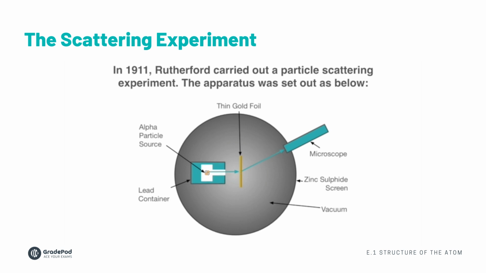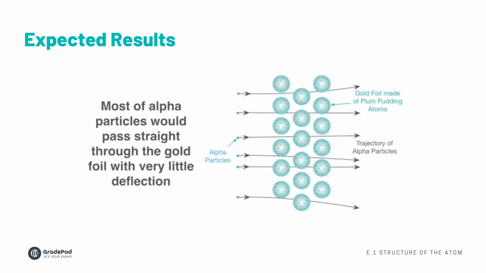Expectations of the atom at that time was that it was a plum pudding model. They expected that protons were like a sort of jelly that pervaded the atom, and electrons were dotted around like plums in a plum pudding. If that had been the case, they felt that these alpha particles would mainly pass straight through this very thin gold foil. And what we have here, these blue spheres, are representations of the atom they felt at that time, the plum pudding model atoms.